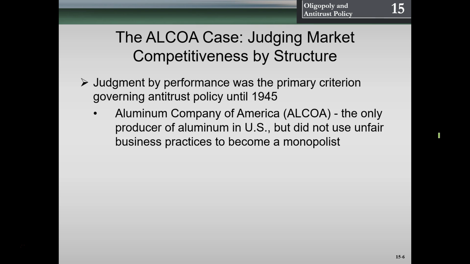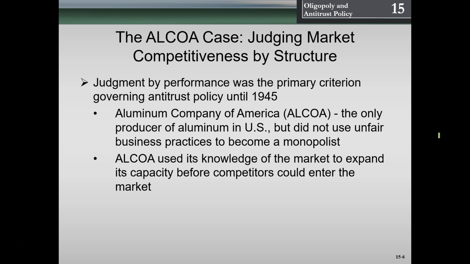ALCOA, the Aluminum Company of America, was the only producer of aluminum in the U.S., but did not use unfair business practices to become a monopolist. ALCOA used its knowledge of the market to expand its capacity before competitors could enter. Once again, they got this new technology, jumped into the market, and got a hold of it before anybody else could enter, and that's how they became the monopoly. That was not unfair. They didn't run anybody out of the market or do any unfair acts, although they have market power.